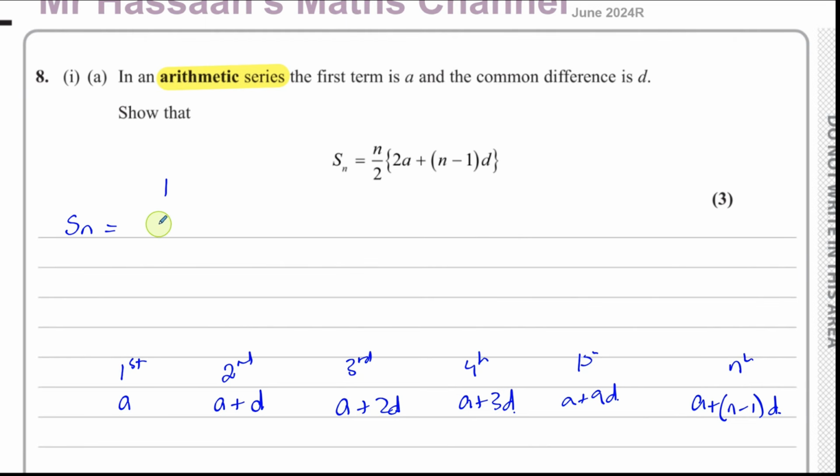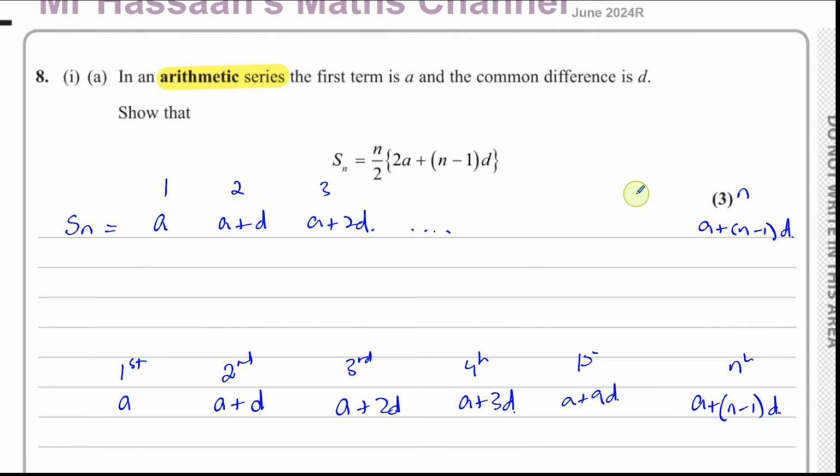Okay, so the first term would be a. The second term would be a plus d. The third term would be a plus 2d. Okay, so I'll just write it like that for now. And then let's say the 99th term and the 100th term. So the 100th term would be a plus n minus 1 times d. Sorry, not the 100th term, the nth term. We're using n now. So this is the nth term: a plus n minus 1 times d.